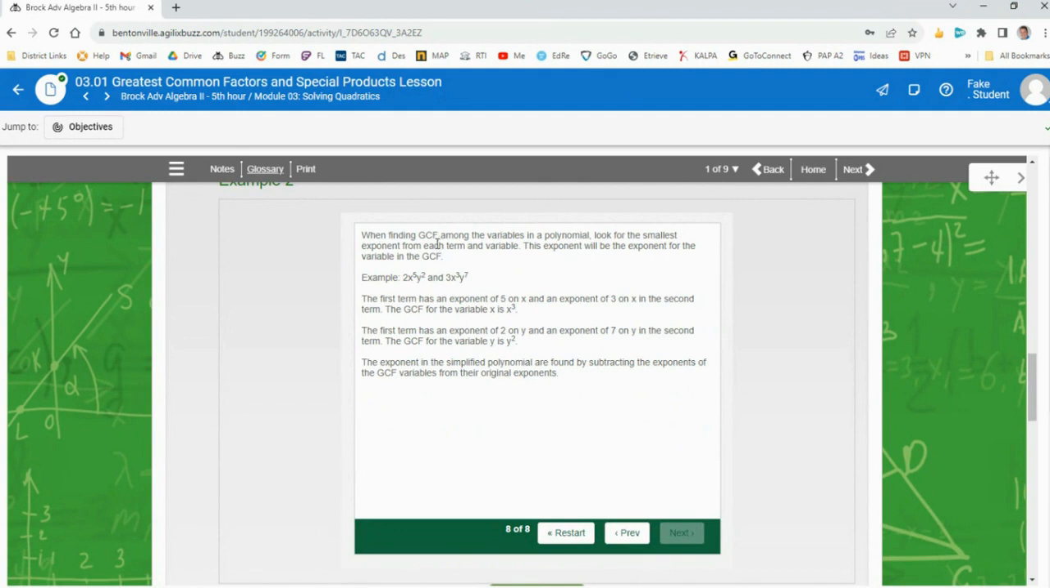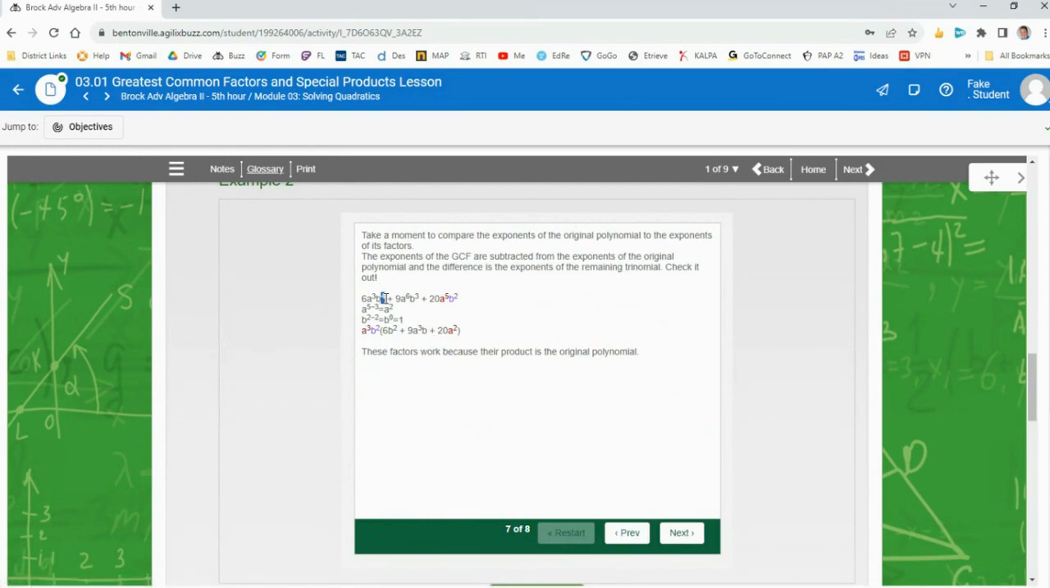So when finding greatest common factors among the variables, look for the smallest exponent from each term and variable. Even though there was a b to the fourth here, we couldn't take out a b to the fourth because the smallest one was b squared. We couldn't take a b to the fourth out of the third term. So you have to look for the smallest one. The smallest b was b squared, so that's what we pulled out. The smallest a was a to the third, so that's what we pulled out. All right.